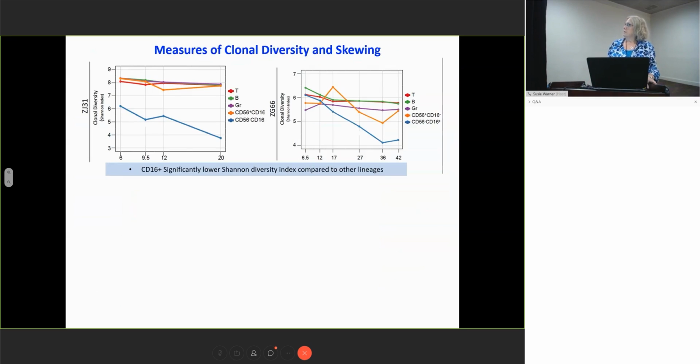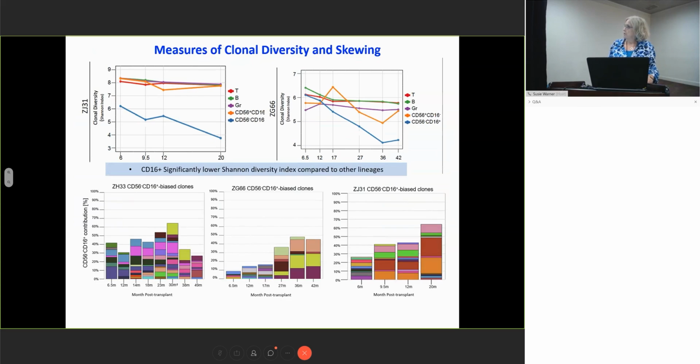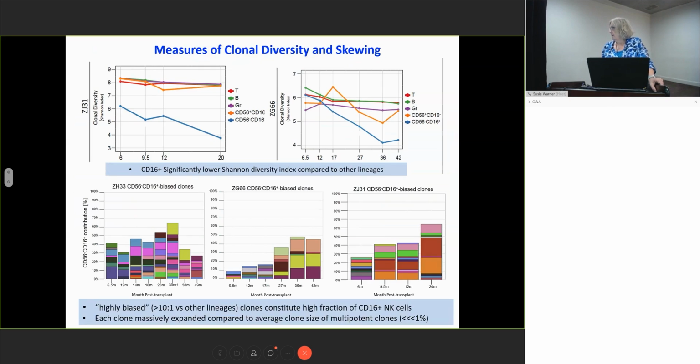We can look at clonal diversity by things like Shannon Diversity Index, and again, we see the same loss of diversity over time and very oligoclonal diversity and skewing found in this mature NK lineage. And we can look at how much of the NK repertoire that's marked or barcoded is made up by these highly biased, highly expanded clones, and it's really quite remarkable over time, with individual NK clones making up to 10 or 20% of the barcoded NK population.